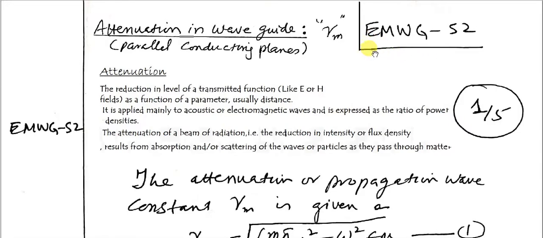Today's topic number is EMWG-S2, Electromagnetic Waveguide section 2. The title of the topic is Attenuation in Waveguide.